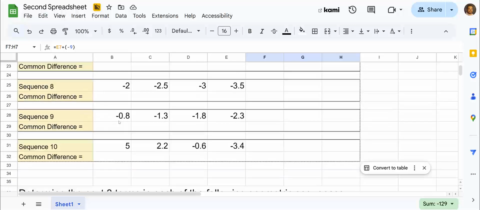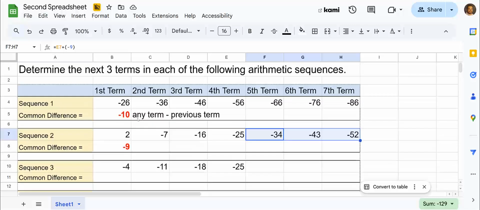But as you see, we're going to have fractions in here, and some decimals in here, and the calculator is not going to have a problem. So just do what we learned today. Take any term, subtract the previous term. Whichever one you pick, if I pick the last one and I subtract the one in front of it, that will give you the common difference.